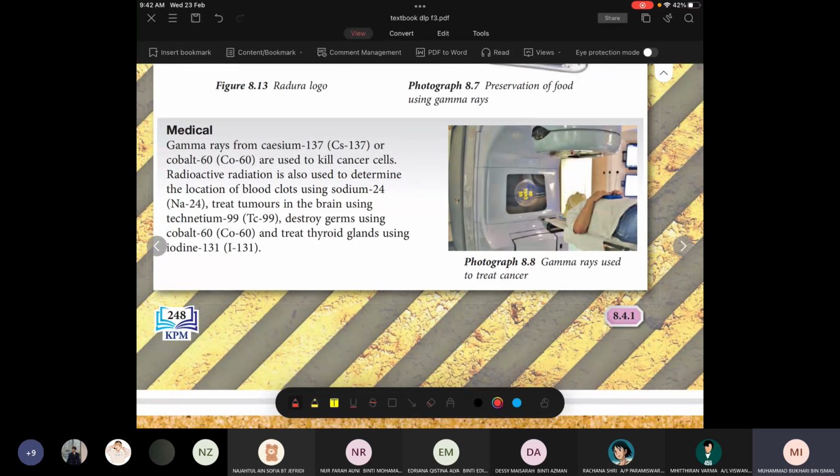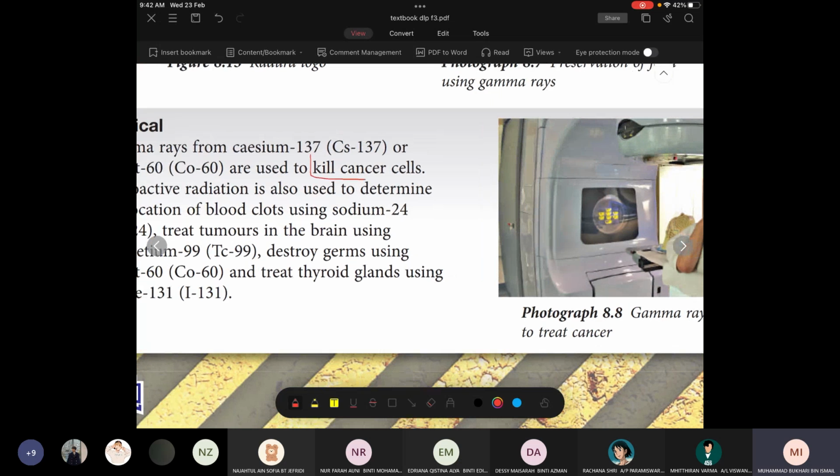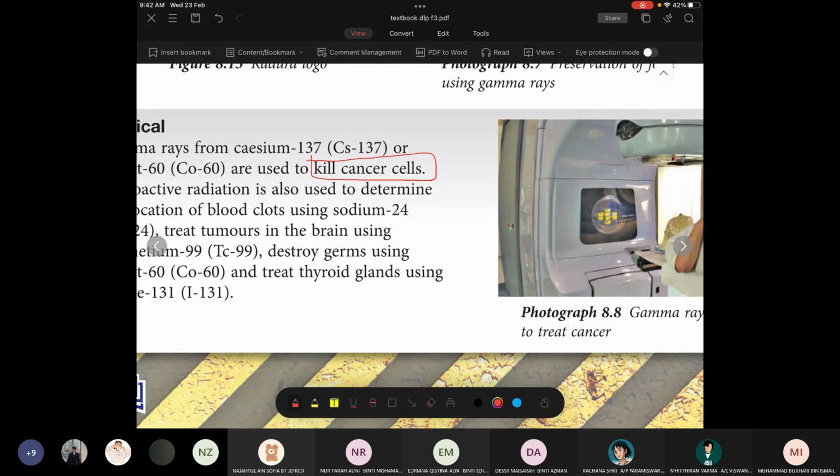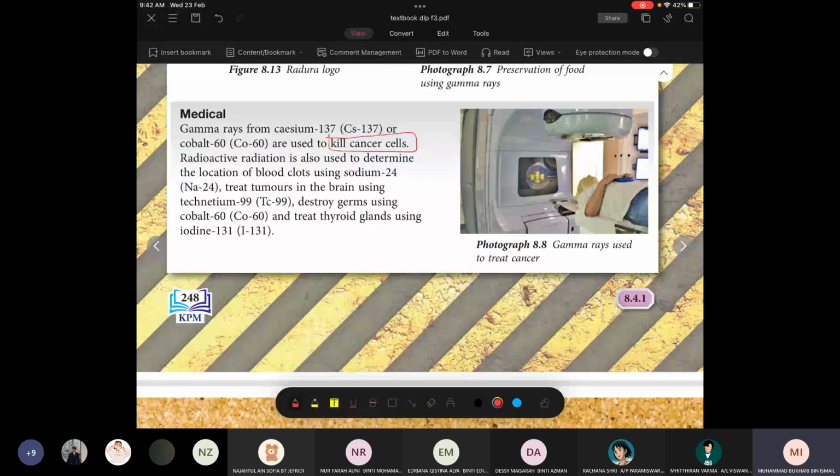And next one is in medical. Gamma rays from cesium-137, Cs-137, or cobalt-60 are used to kill cancer. Okay, this is one application to kill cancer cells. But the doctor must be able to identify the location of cancer in the patient's body, and then this radiation will be directed towards the cancer cell so that the cancer cell will die. This is one type of medication used to kill the cancer cell.